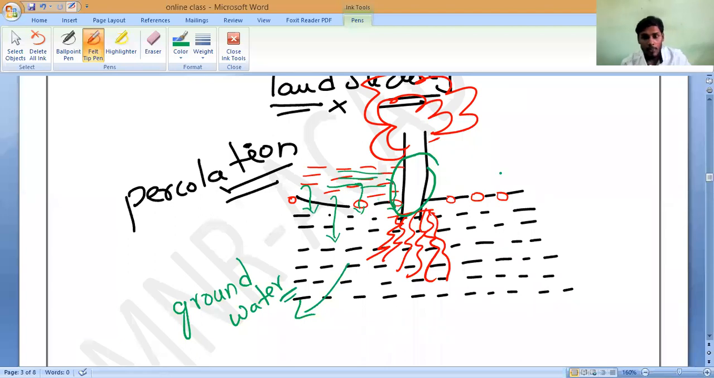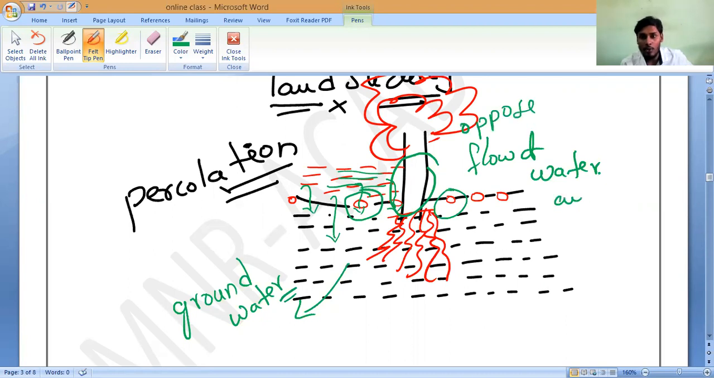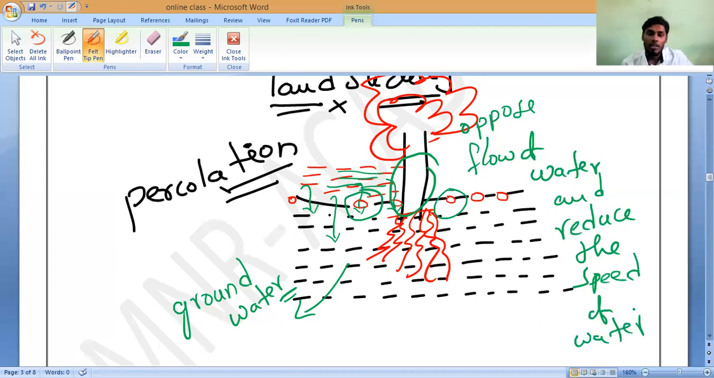Suppose you pour the water very fast, then the earth will never get sufficient time to absorb the water. Will you accept, Shruti? If there is no tree here, because the tree will oppose the flow of water, understand, Naveen? Chaitanya? It opposes the flow of water and reduces the speed of water. So what will happen, Johan? The soil will get enough time to absorb the water. Yes or no?